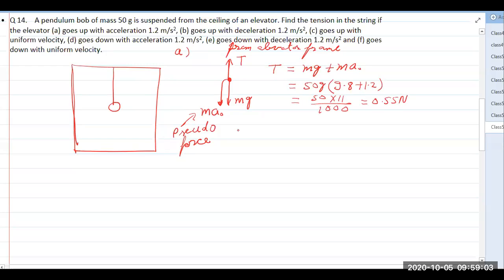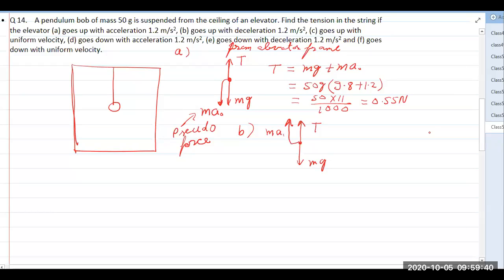Then for B, goes up with deceleration. If it is going up with deceleration, that is equivalent to downward acceleration. So mg will be there, tension will be there. Since it is going up with deceleration, that is equivalent to downward acceleration, so pseudo force will be just opposite to it. So it will be m a naught upward. Now we can write T plus m a naught equal to mg.